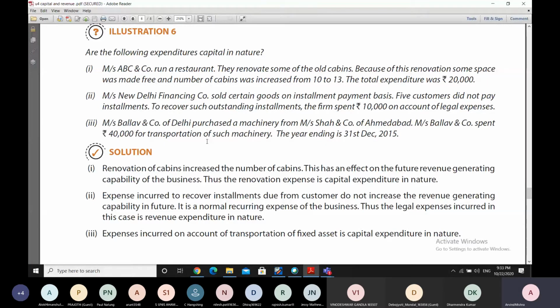Now here illustration 6, Messrs. Ballav and Company of Delhi, the third example right before you right now. Messrs. Ballav and Company of Delhi, they purchased a machinery from Messrs. Shah and Company of Ahmedabad. Messrs. Ballav and Company, they spent 40,000 rupees for transportation of the machinery. So machinery is transported and then installed. Therefore, transportation cost of the machinery also adds up to the cost of the machinery. And therefore, that amount is capital expenditure in nature.